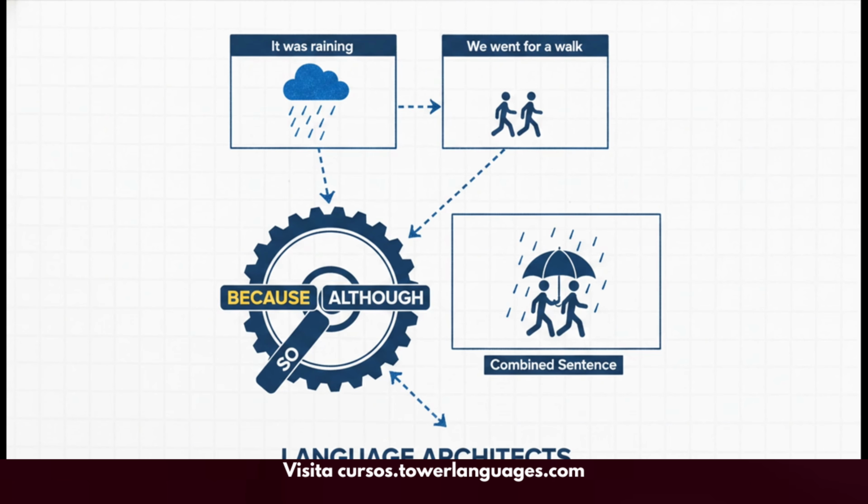Just give them two simple sentences, like, it was raining and we went for a walk. Then hand them a conjunction, a little connector word, like because or although. The sentence they build is totally up to them, and the meaning changes completely depending on their choice. This shows them that grammar isn't some dusty old rulebook. It's about making creative choices to say exactly what they want to say.